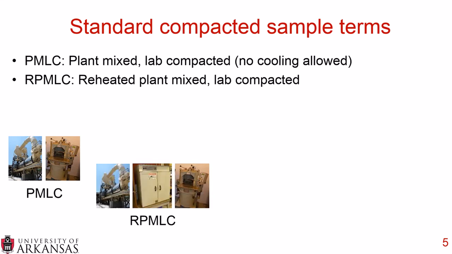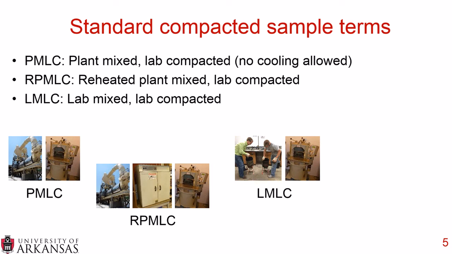Now we can compare that to RPMLC, which is reheated plant mixed lab compacted. And this is quite a common way to get samples from the field. This is again where the material is made in a plant, so the aggregate and the asphalt binder is mixed in the drum. A sample is taken from the silo or from the truck or from the construction site, and that sample is cooled. You need to place that sample back into an oven to reheat the sample in order to compact it. So there is another cycle of cooling and heating on the mixture, and that's what we call RPMLC.